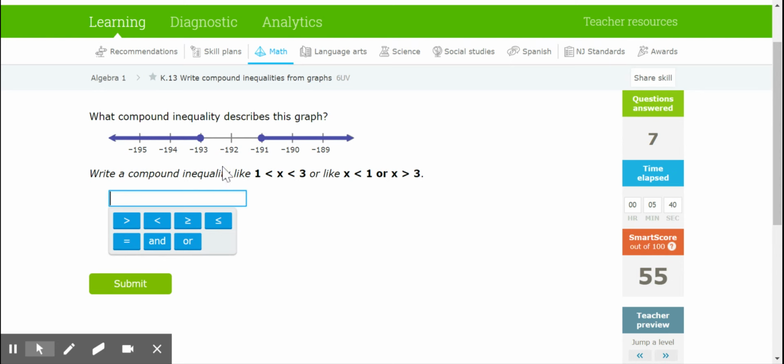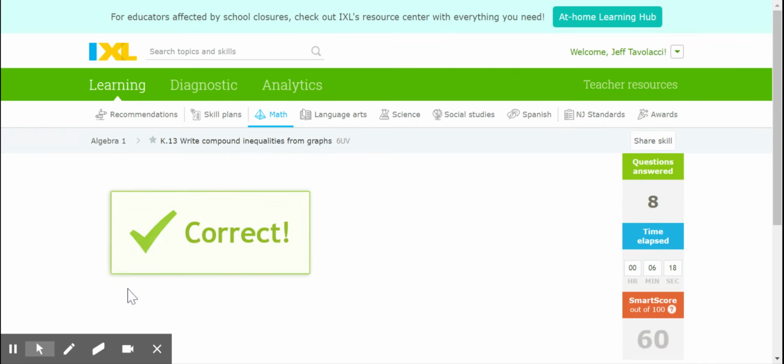We've got a disjunction, so it's broken. So we're going to be writing an or statement just like this. We'll start over here on this side from negative 193 and down. So I'll write x is less than or equal to negative 193. There's a break in the graph, and a break in a graph is always described with an or. Okay, now we'll continue over here. x is greater than or equal to negative 191. Okay, and we're good.